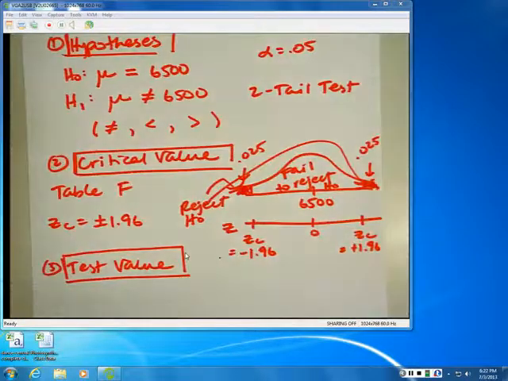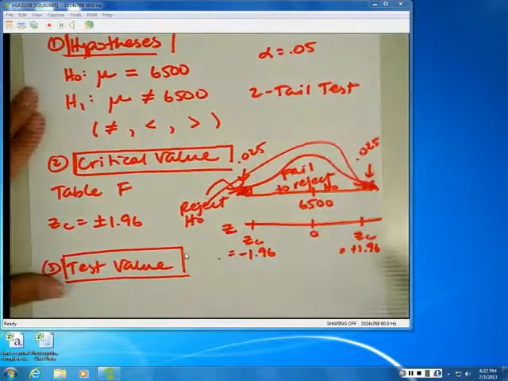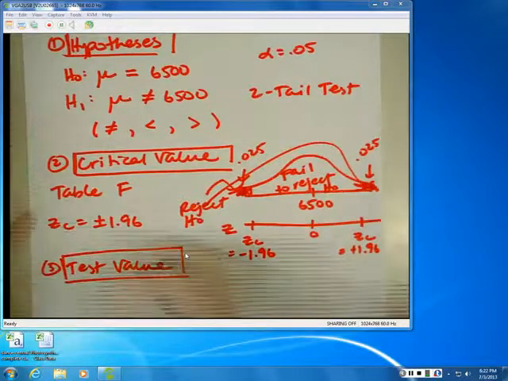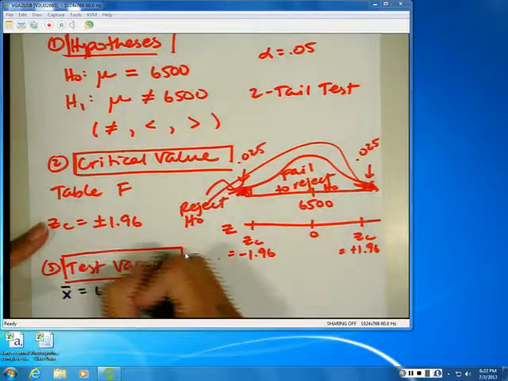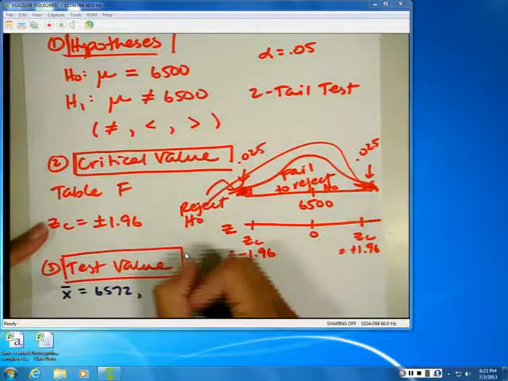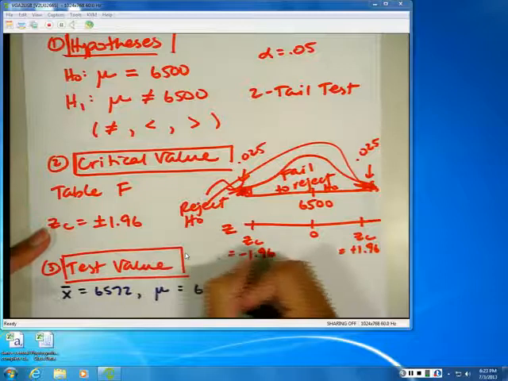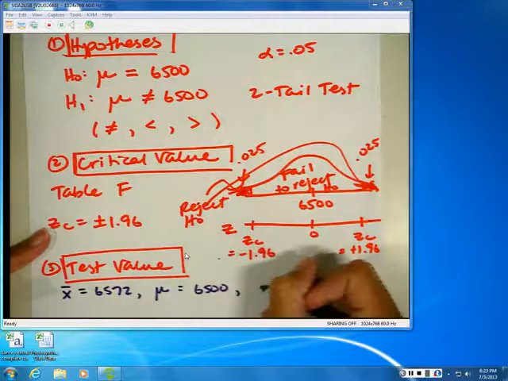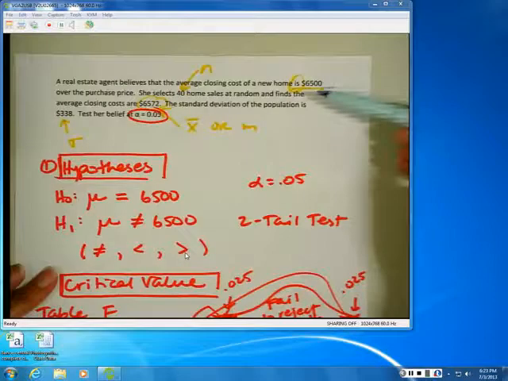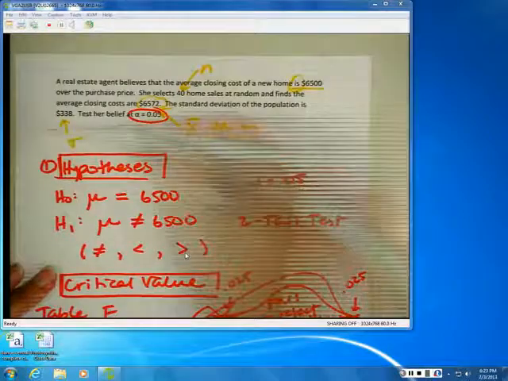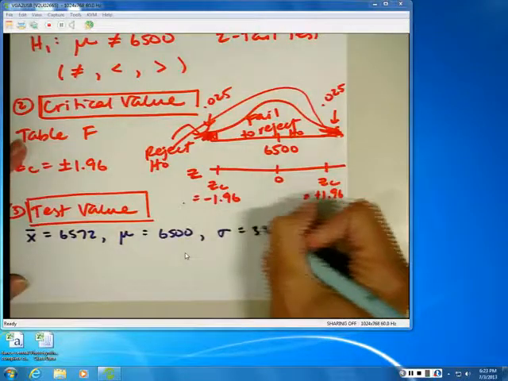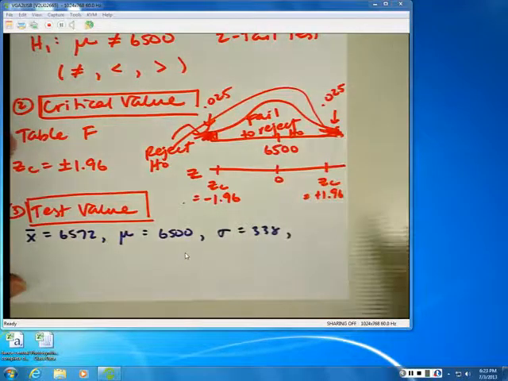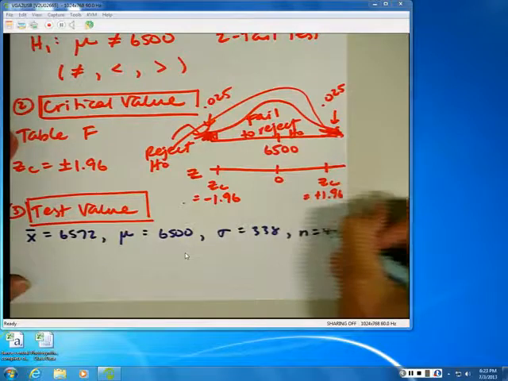So for the calculator, though, I need to know what my values are. I need the sample mean, which is 6572. I need the hypothesized mean, which is 6500. I need the standard deviation. I'm reading up above all the things we had labeled. I need the standard deviation, which was 338. And then we stated that there were 40 homes, n equals 40.